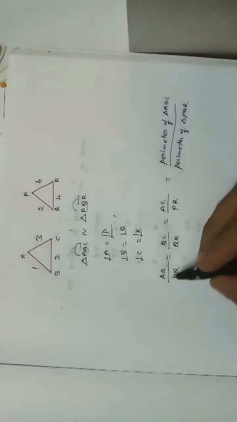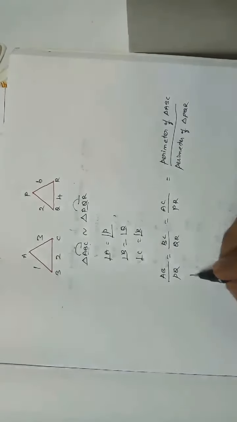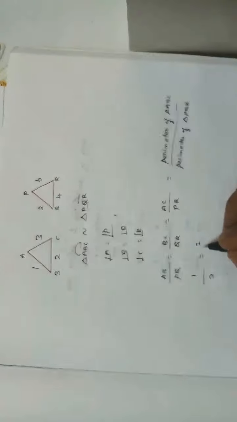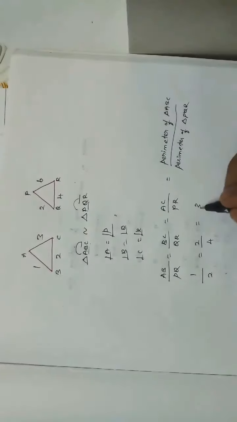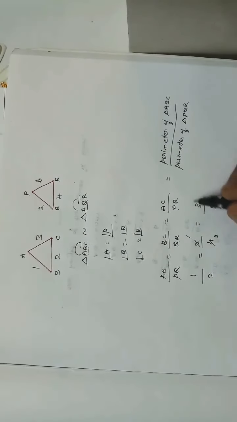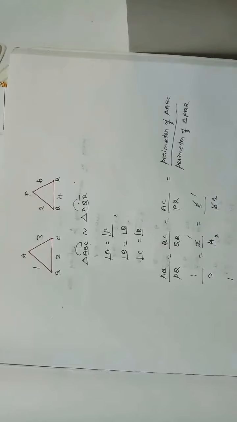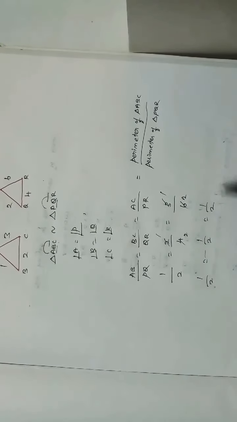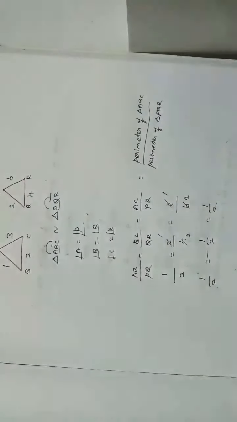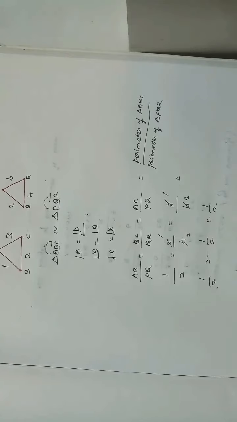Now just check: AB is 1, PQ is 2, so 1 by 2. BC is 2 divided by QR, which is 4, is equal to AC, which is 3, divided by PR, which is 6. Simplify, 1 times, 2 times. So 1 by 2 is equal to 1 by 2 is equal to 1 by 2, right? So the sides are proportional. Now I'm going to check whether the perimeters are also proportional to the sides or not. We'll check it.